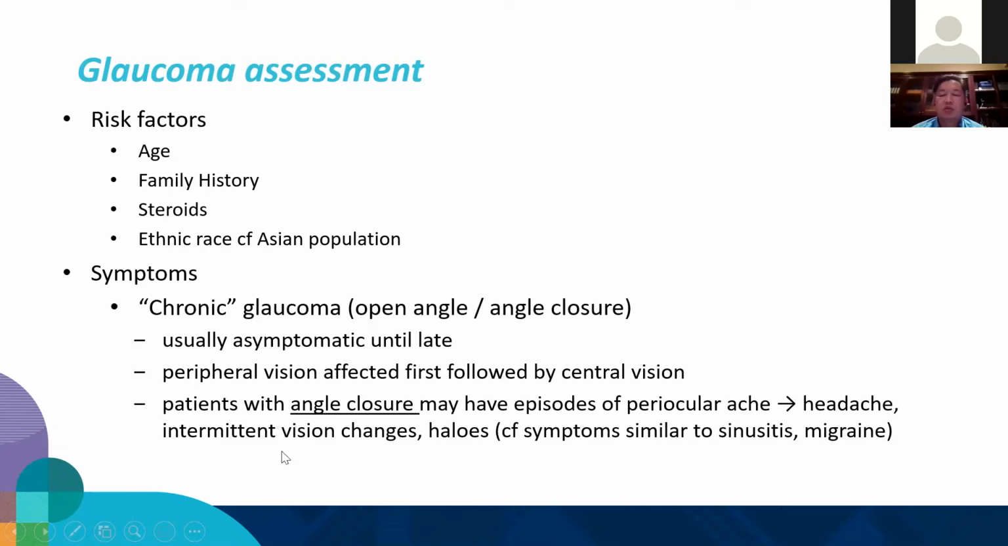Patients with angle closure, though, may have preceding episodes of periocular ache. So they might say, listen, I've got this funny pain, ache, or headache around the eye. I find the vision is not very clear, hazy or blurry at times, and it clears up again. Or I see circles or halos, or rainbow colors around lights. And more often than not, these symptoms are diagnosed as either sinusitis or migraine, or they actually are due to angle closure, which can lead to acute primary angle closure later on.